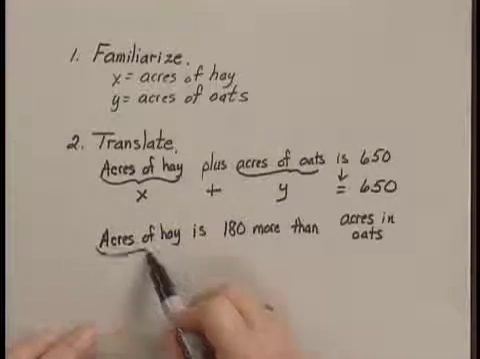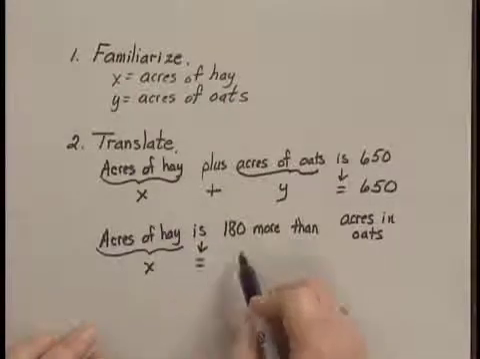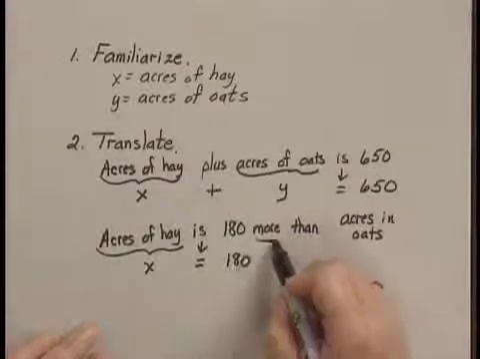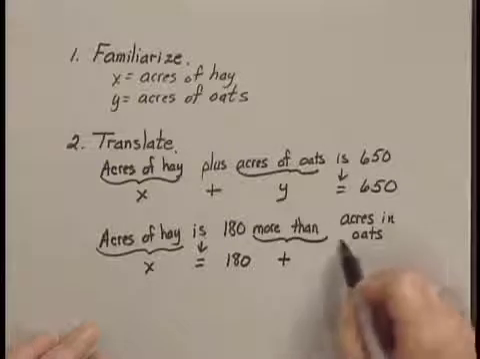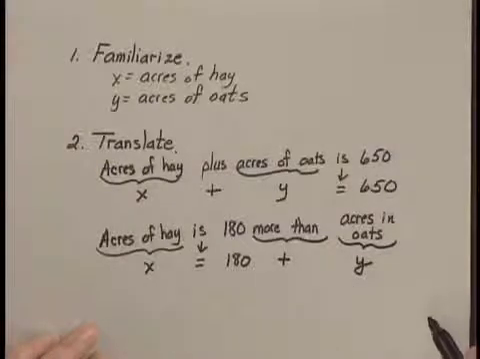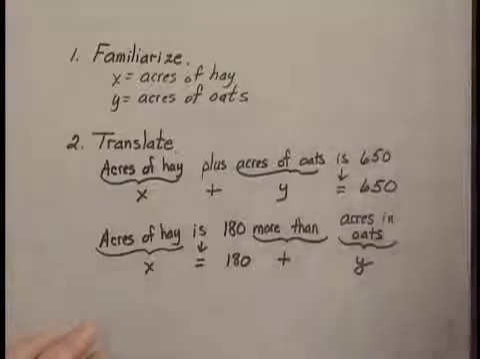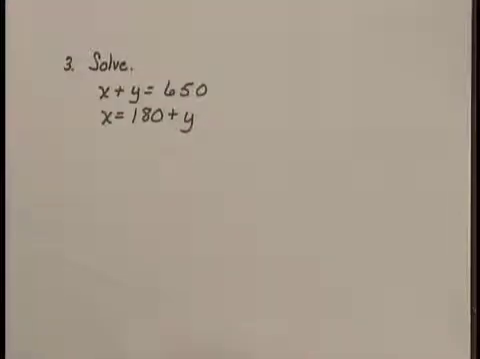Also, we're told that the acres of hay, which is X, translates to equal 180, and then more than indicates addition. So we have plus acres in oats, which is Y. We have two equations and two unknowns, X and Y, so we can move to our third step, which is to solve this system of equations.